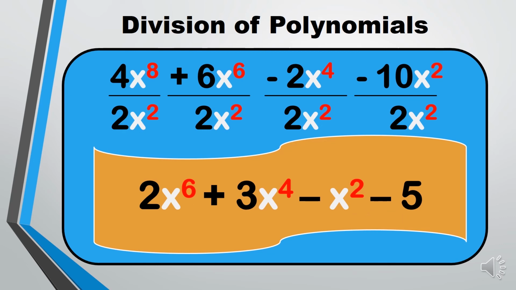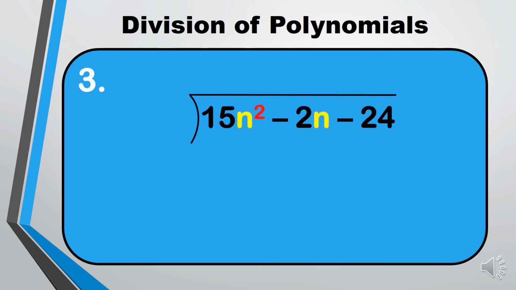Paano naman natin i-divide ang polynomial sa polynomial? Sa susunod nating example, i-divide natin ang polynomial sa binomial. Let's have 15n to the 2nd power minus 2n minus 24 divided by 3n minus 4. Paano ba natin isosolve ang ganitong example?